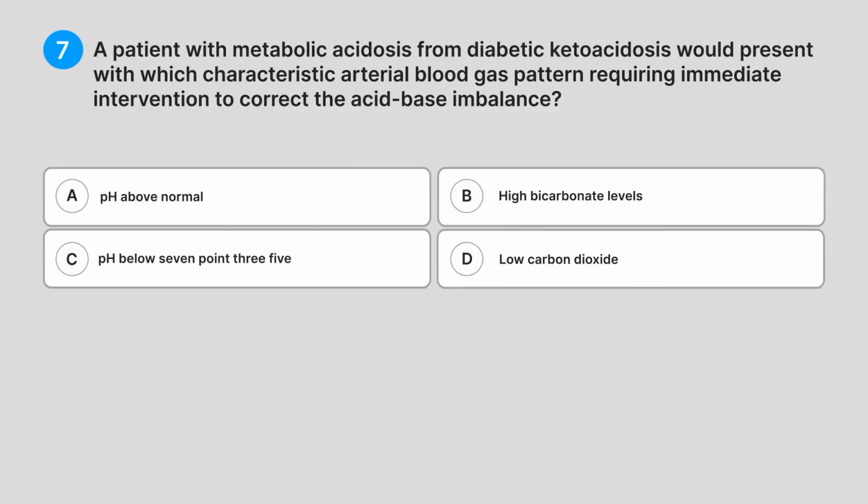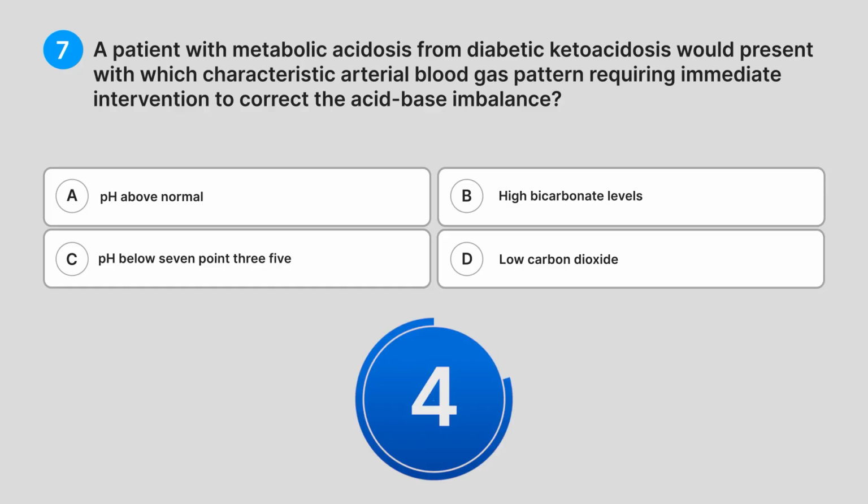7. A patient with metabolic acidosis from diabetic ketoacidosis would present with which characteristic arterial blood gas pattern, requiring immediate intervention to correct the acid-base imbalance? A. pH above normal. B. High bicarbonate levels. C. pH below 7.35. D. Low carbon dioxide.